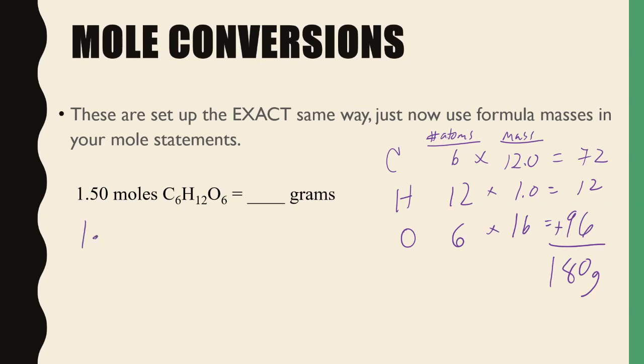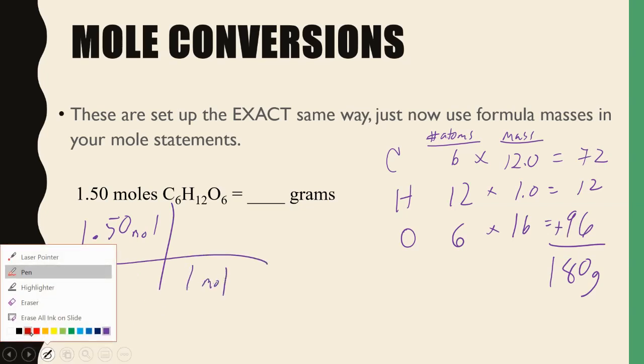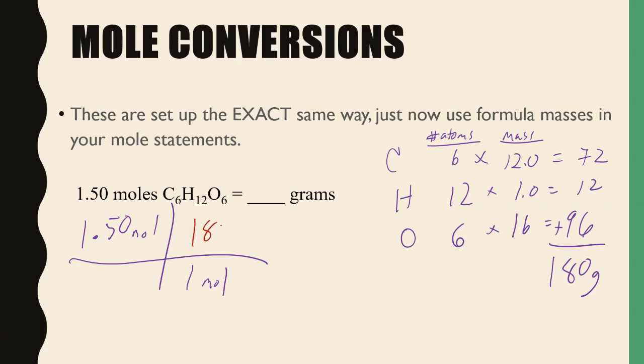So if we have 1.50 moles, then we want 1 mole from the periodic table has the 180 grams. Moles will cancel. 1.5 times 180 is 270 grams.